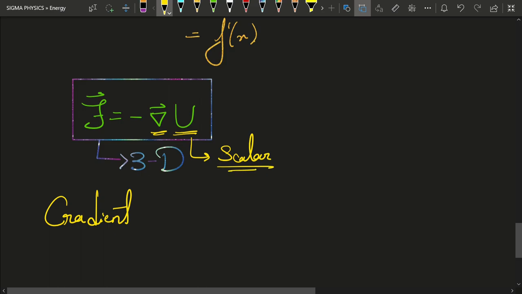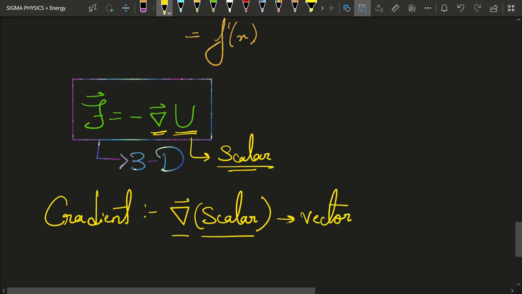Now this del operator could also act on vector functions, but that is not a subject of this video. We are going to look into that when we study electrodynamics, and I'm going to release the video soon. But for now, you need to understand what a gradient is. Whenever the del operator acts on a scalar, that operation is known as gradient. So gradient is nothing but the del operator acting on some scalar to give another vector.